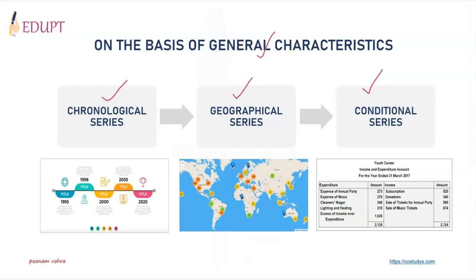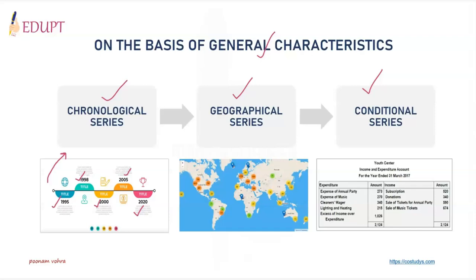Beginning with chronological series, if the different values that a variable has taken in a period of time are arranged in chronological order, the series so obtained is called time series or chronological series. Now here some information is provided for years 1995, 1998, 2000, 2005 and 2020. Then such a series is a time series or chronological series.